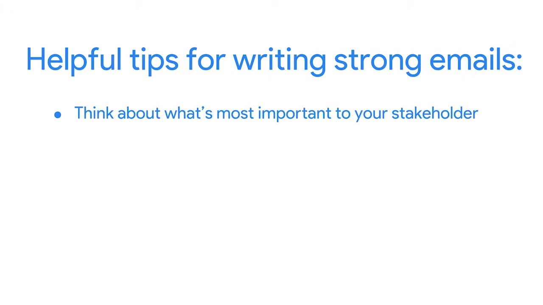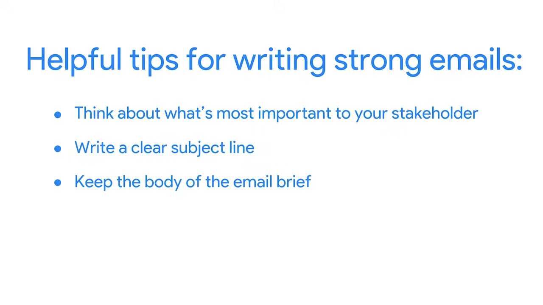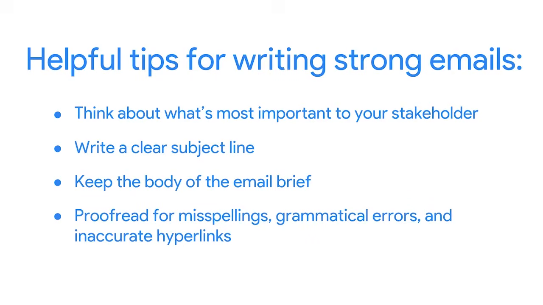Let's review. When writing an email to stakeholders, make sure to do the following. Think about what's most important to your stakeholder. Write a clear subject line. Keep the body of the email brief, and proofread for misspellings, grammatical errors, and inaccurate hyperlinks. Someday, when you have to communicate issues to stakeholders in real-life situations, you'll see how managing, tracking, and communicating project problems is a huge part of running the project. In the upcoming activity, you'll apply email writing best practices when you compose an email to a stakeholder of the Sauce and Spoon tablet pilot.